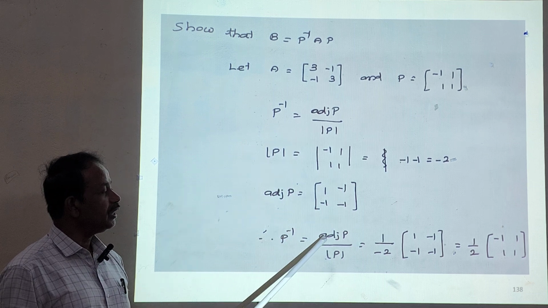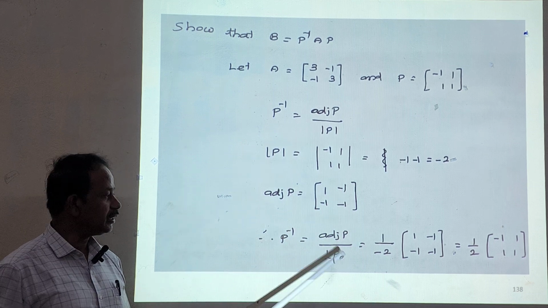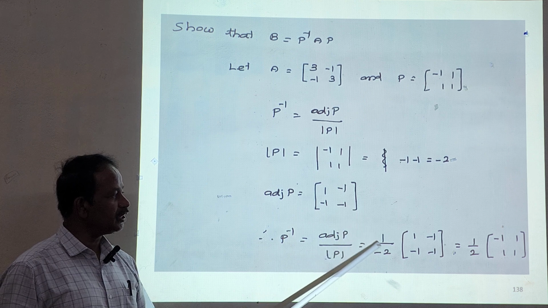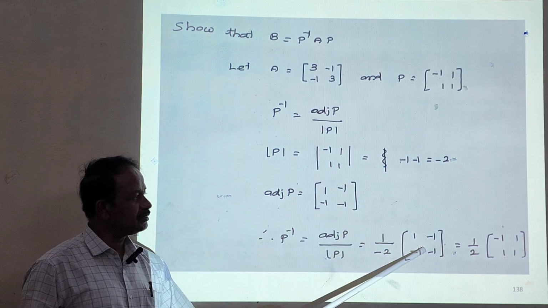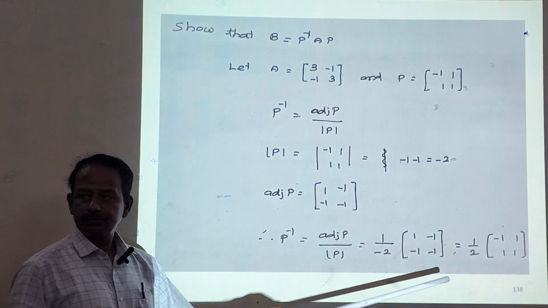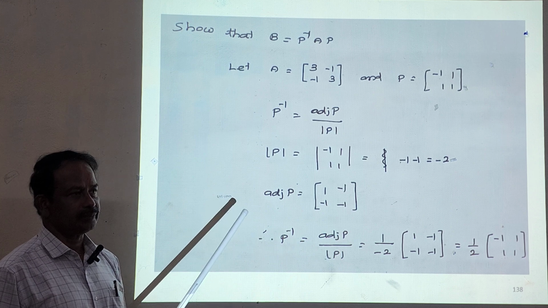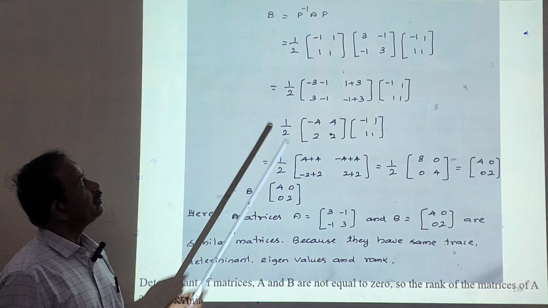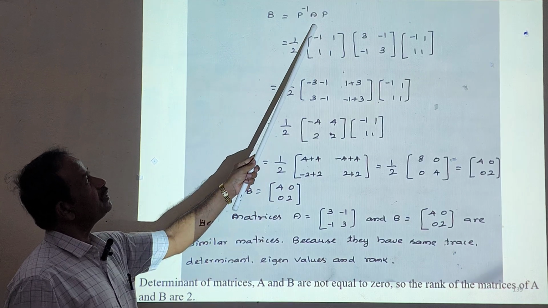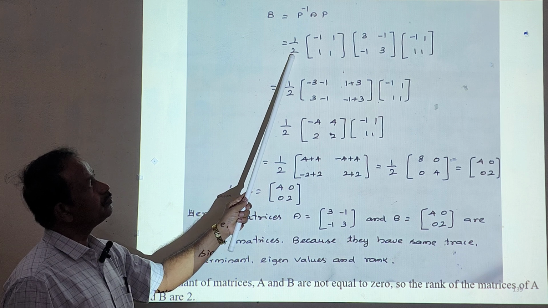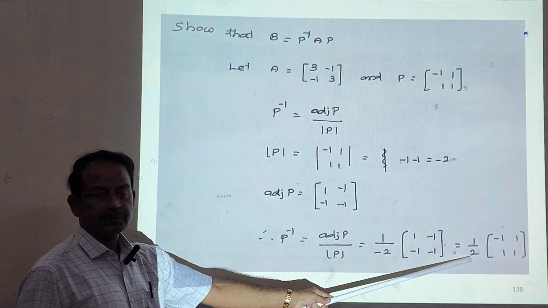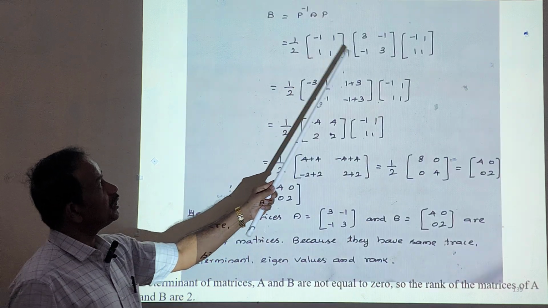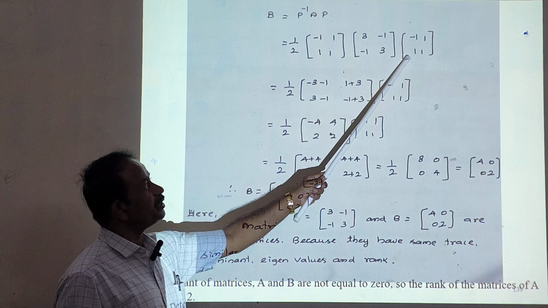So P inverse will be adj P divided by determinant P. So that will be given as 1 divided by minus 2. Your adj P is this one. So 1 by 2 times minus 1, 1, 1. Okay. So B equals P inverse A P. So 1 by 2, P inverse is this one, multiplied by A, multiplied by P.